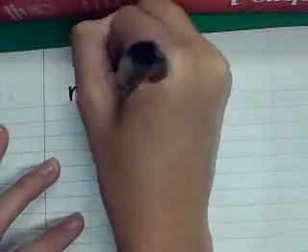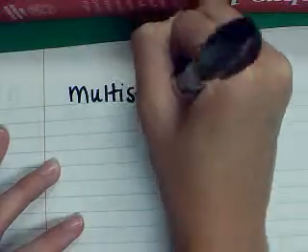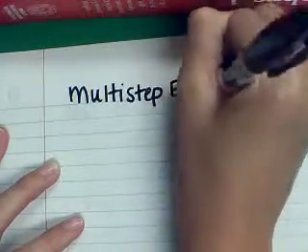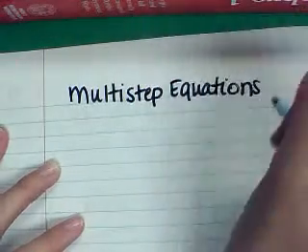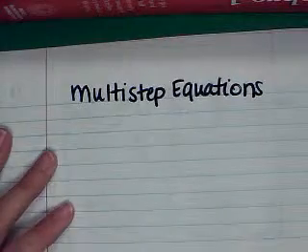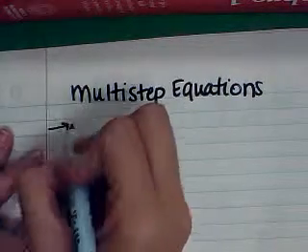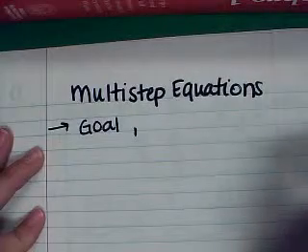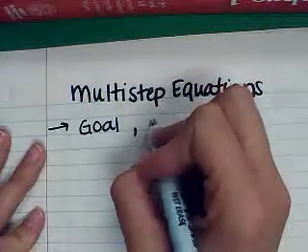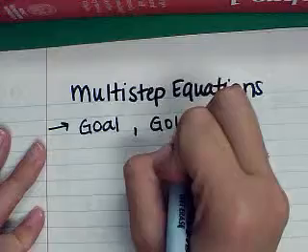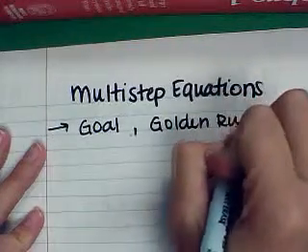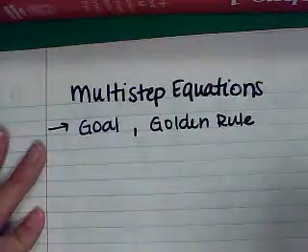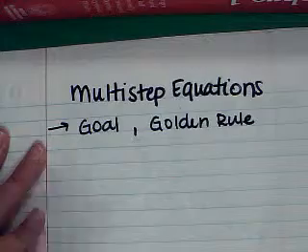Today in Algebra 1, we talked about multi-step equations. Multi-step just means more than one. So we're adding on a few steps to what we did already when we were talking about two-step equations. You need to keep in mind the goal, which was always to isolate the variable, or get the variable by itself. Remember, the variable is just the letter. We needed to remember the golden rule, which was what you do to one side of the equation, you do to the other, meaning the other side of the equal sign.